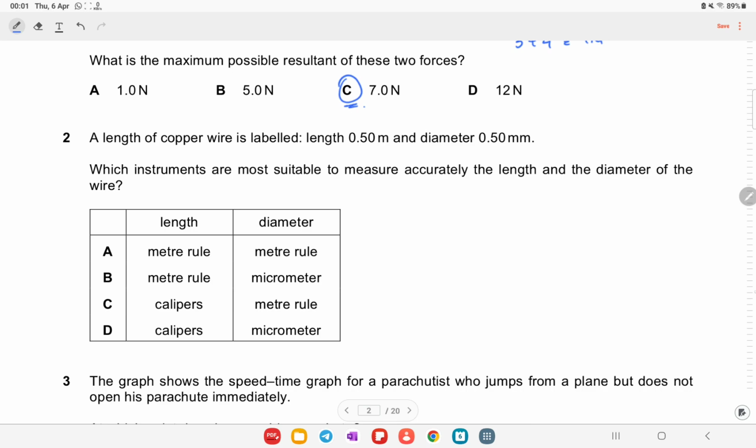Easy. A copper wire is labeled: length is 0.50 meters and the diameter is given. Which instruments are most suitable to measure accurately the length and the diameter? So for the length, this is half of a meter, and this is going to be option B, because with a meter rule you can easily measure this half of a meter, and obviously for measuring the diameter accurately, you can use the micrometer screw gauge or a gauge.